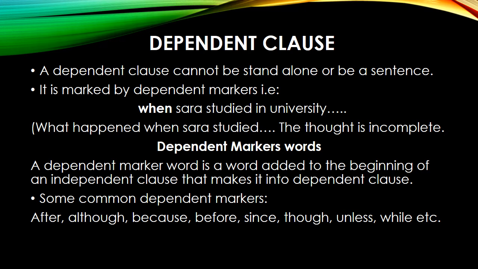Here are some common dependent markers. For example, after, although, as if, because, before, even if, even though, if, in order to, since, though, unless, until, whatever, whenever, whether, and while. I have mentioned some of the dependent markers in this slide. I hope you will understand.